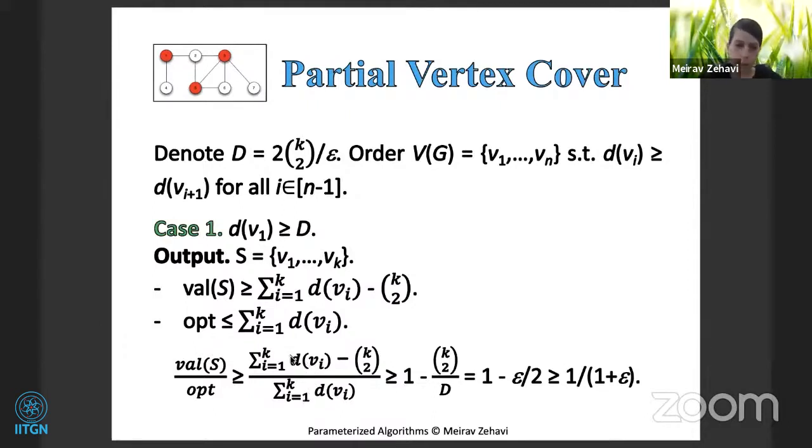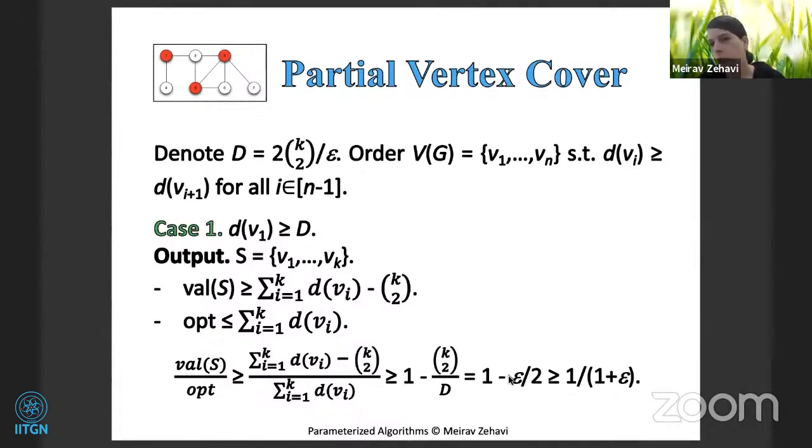Now notice that you have this sum and the sum below, which are the same. So it becomes 1 minus K choose 2 divided by the sum at the bottom. But the sum at the bottom is at least the degree of V1, so in particular the sum of the degrees is at least D. And this is why we have the choice of D as it is, because when you substitute D, you get here 1 minus epsilon over 2. You see the K choose 2 gets cancelled, and you are left with epsilon over 2. So D was chosen to be large enough so that we have this.